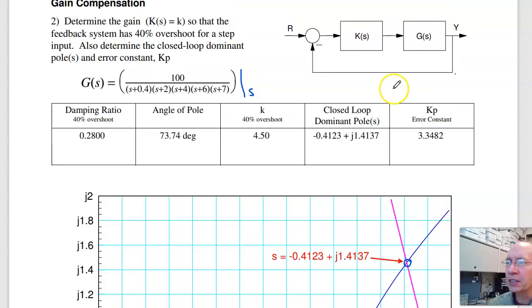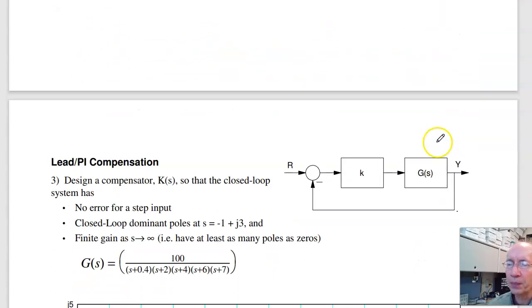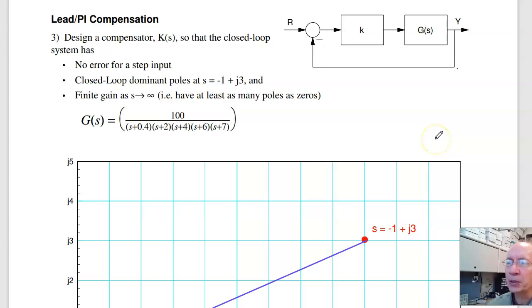Finally, the error constant is the DC gain. What is k of s times g of s as s goes to 0? So as s goes to 0, I find g of s times k of s, which is just 4.5. Multiply the two together, and you get 3.34. Problem number 3. Now, number 3 actually has multiple solutions.